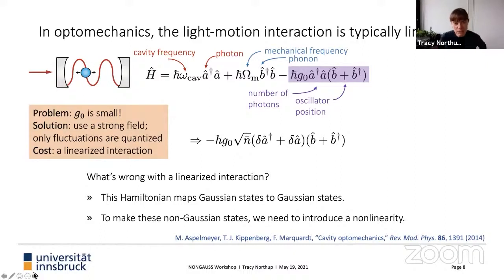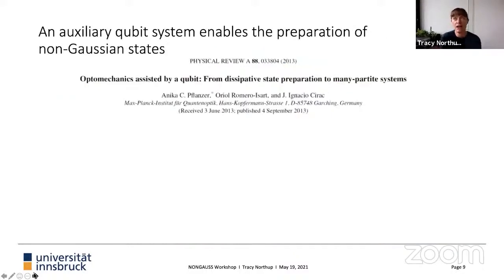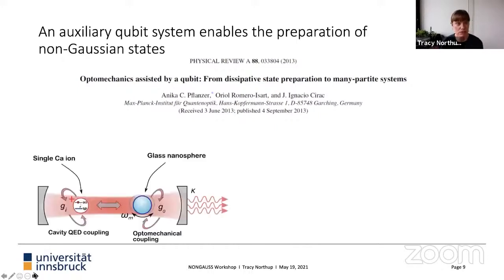And so to make non-Gaussian states, we need to introduce a nonlinearity. Where is that nonlinearity going to come from? I started doing these experiments motivated in part by a paper from Anika Pflanzer, Oriol Romero-Isart, and Ignacio Cirac, and I really got into discussing it with Oriol in particular when he came to Innsbruck and started a position here. This was a paper in which they outlined a theory proposal for how to use an atom or an ion to assist optomechanics in order to prepare these non-Gaussian states.